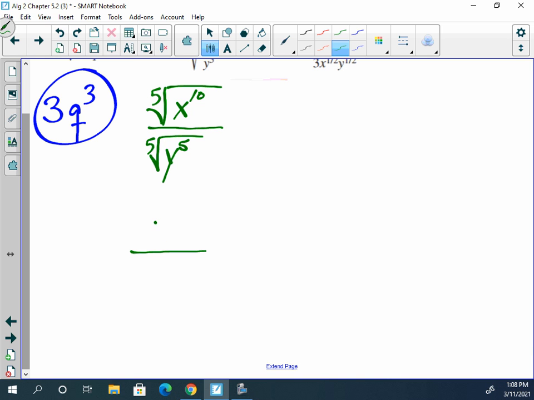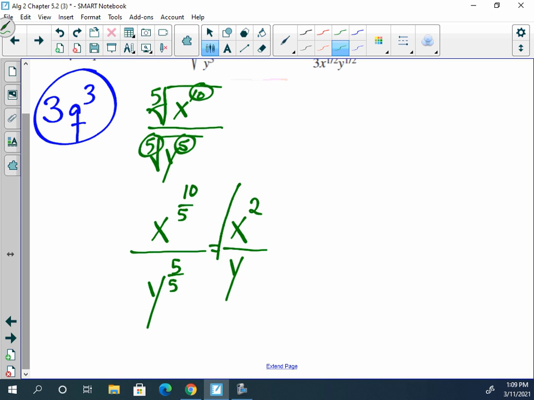Now I'm going to write these in rational exponents. So for x, the exponent is 10, so it goes on top, and our root is 5, so it goes on bottom. For this one here, the exponent is 5, so it goes on top, and the root is 5, so it goes on bottom. Now for the numerator, 10 divided by 5 is 2. And 5 divided by 5 on bottom would be 1. Now this here would be our answer.